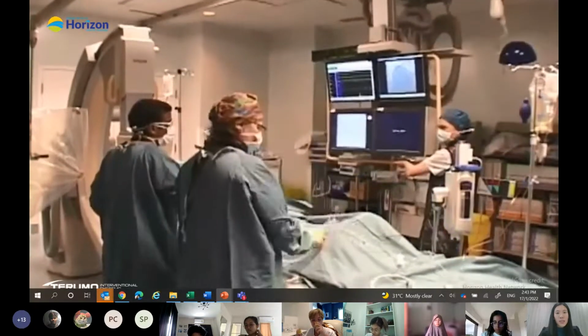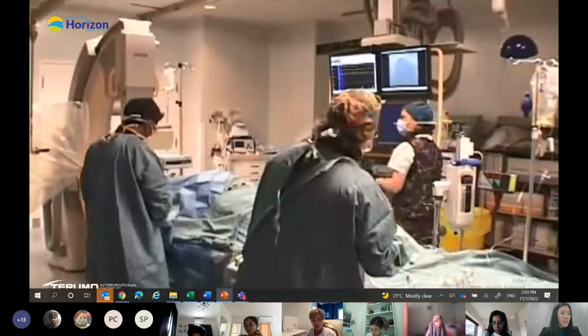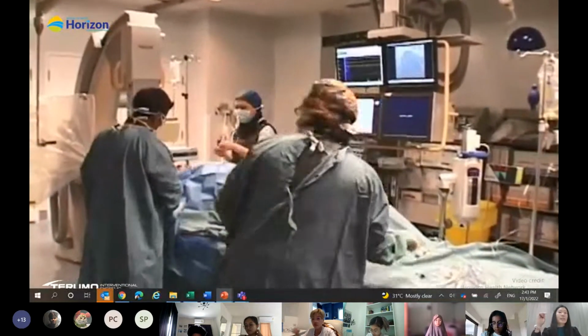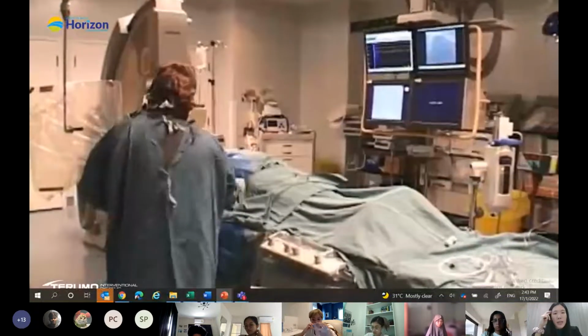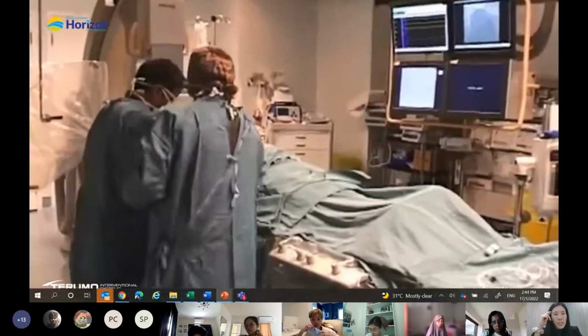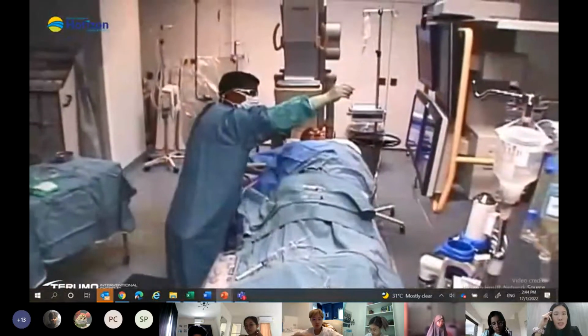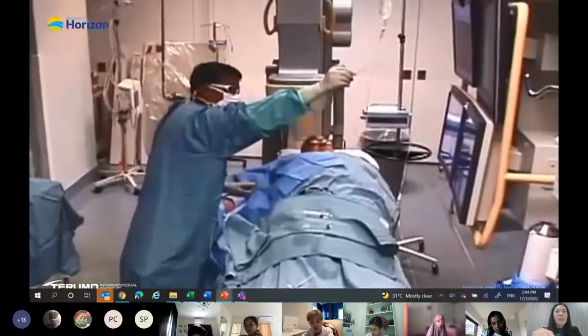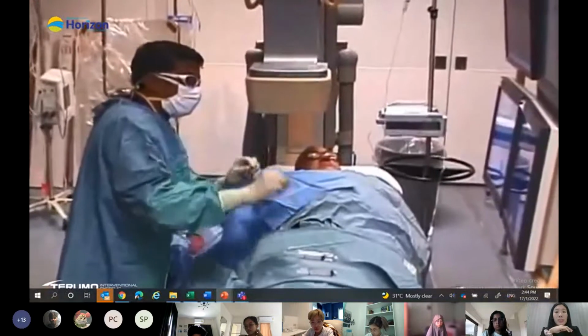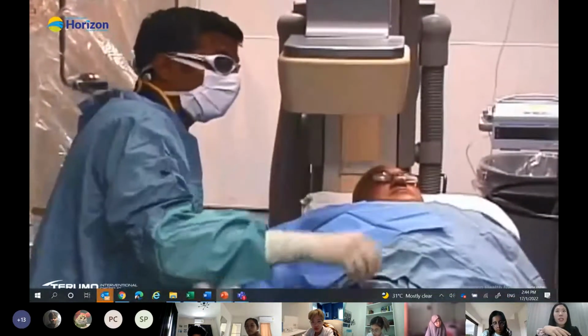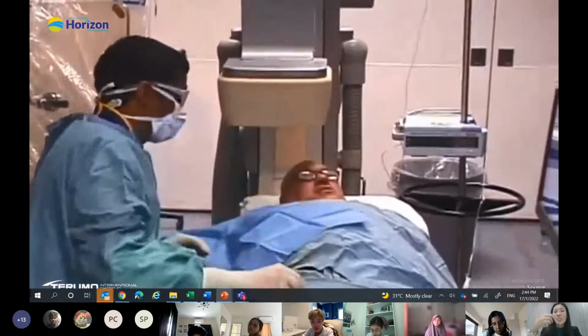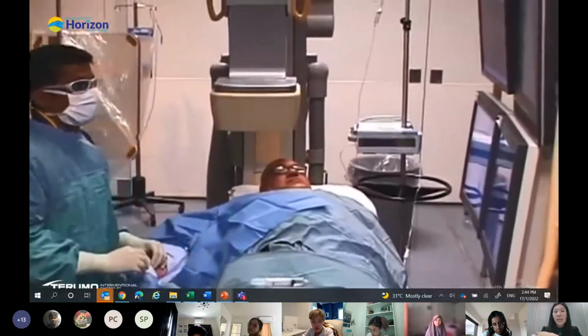So in the cath lab, after they manipulate the C-arm, they will inject the contrast. Basically, what they're saying is they will actually discuss with the patient. The patient is actually not put to sleep. They are not put under general anesthesia. It's only local anesthesia. The patient is awake.